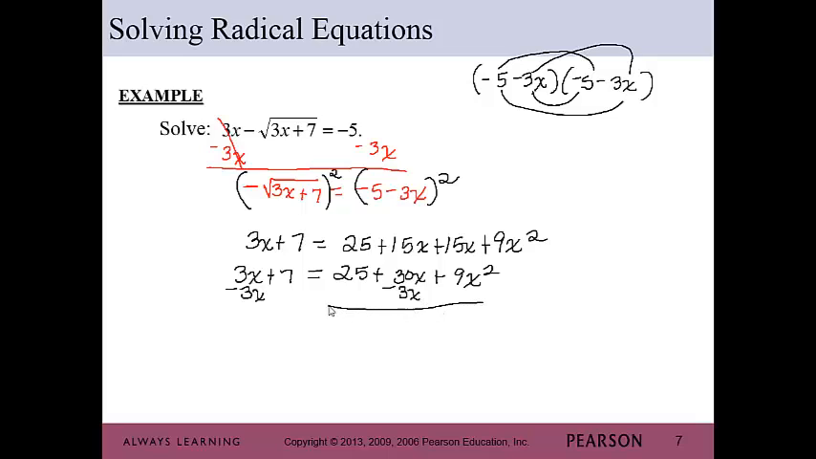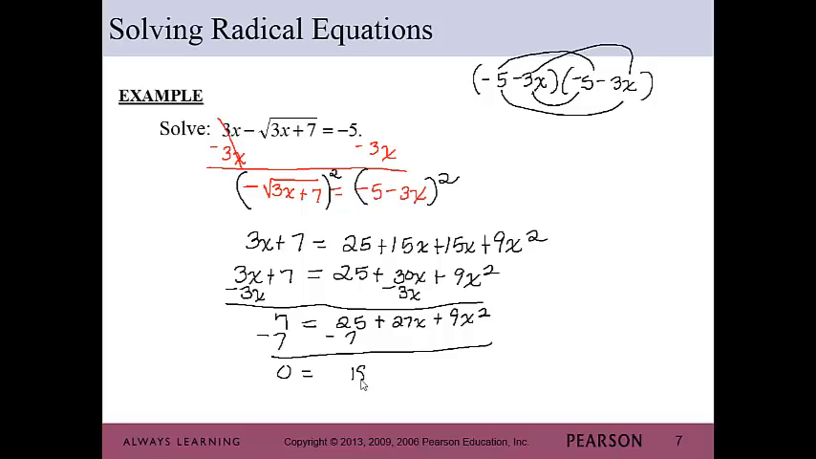So that'll leave you with 7 equals 25 plus 27 plus 9x squared. Excuse me. Then you're going to minus 7 from both sides. Go minus from the 25. That'll leave you 0 on that side equals 18 plus 27x plus 9x squared. So we want to rearrange it so 9x squared can be first.